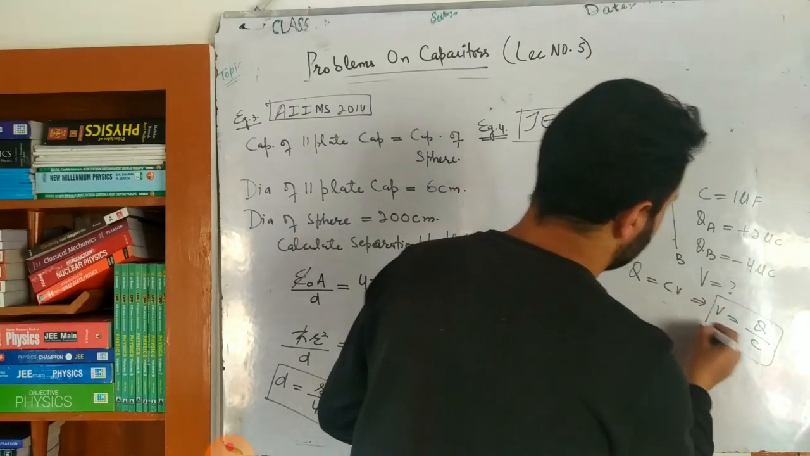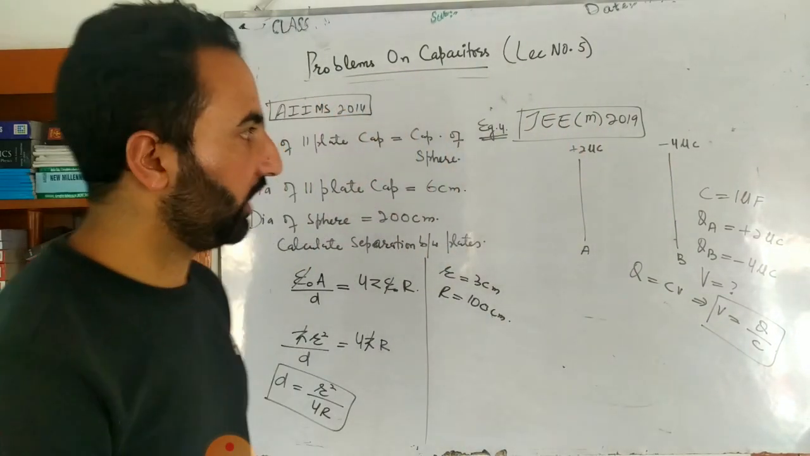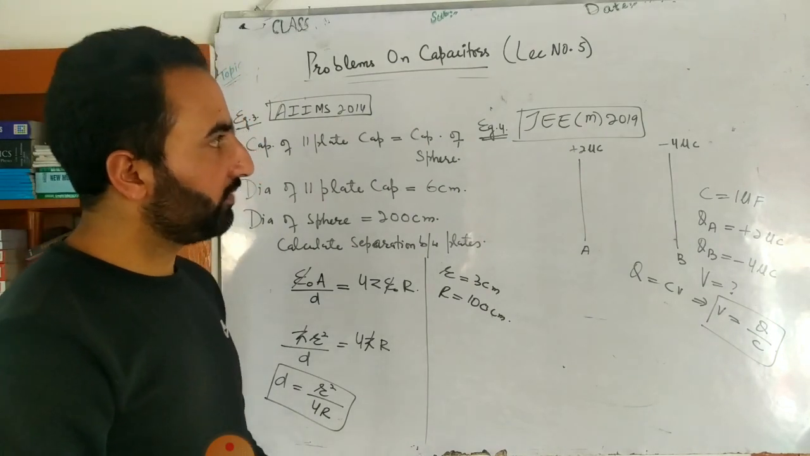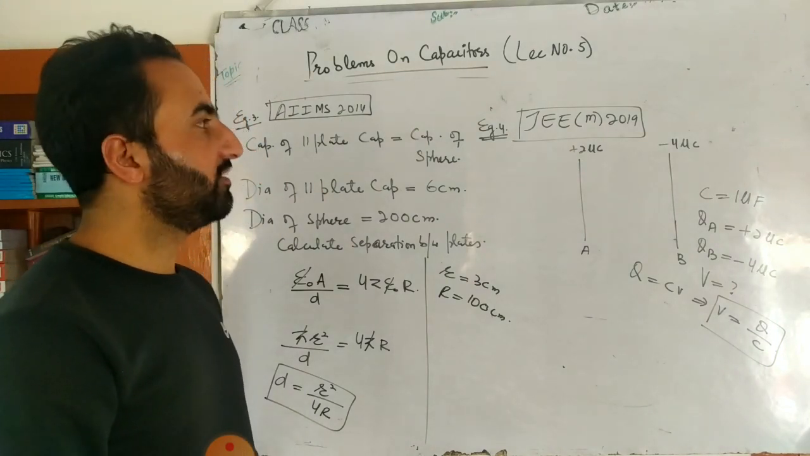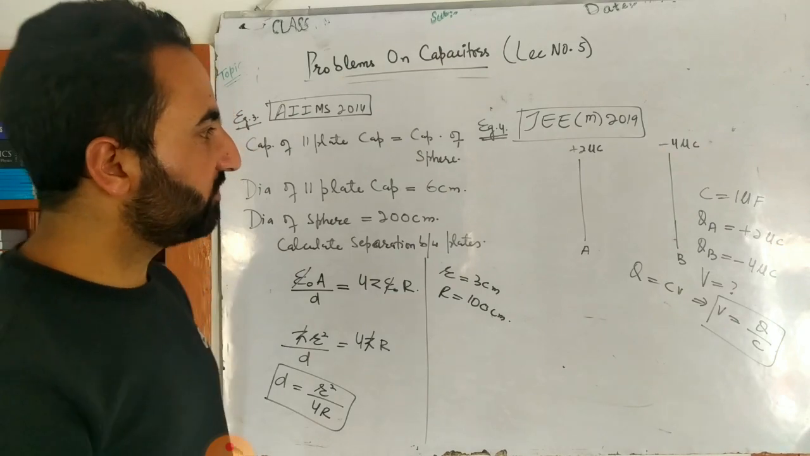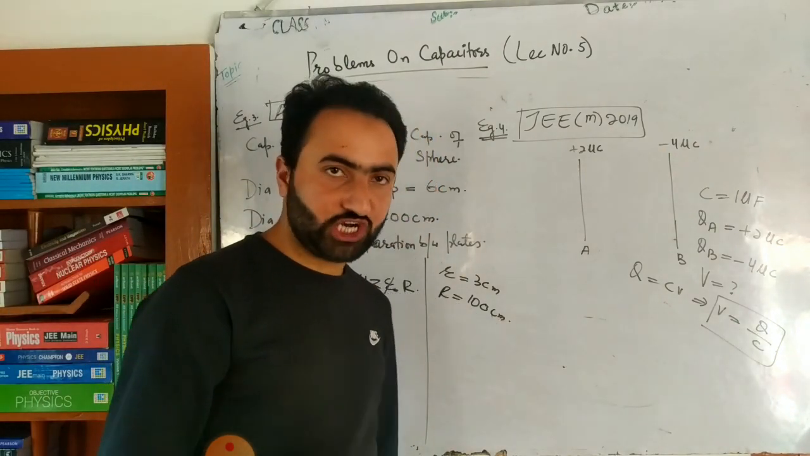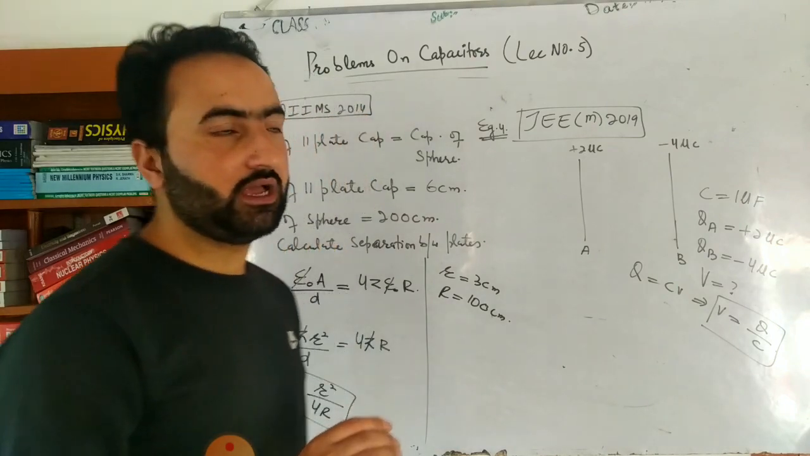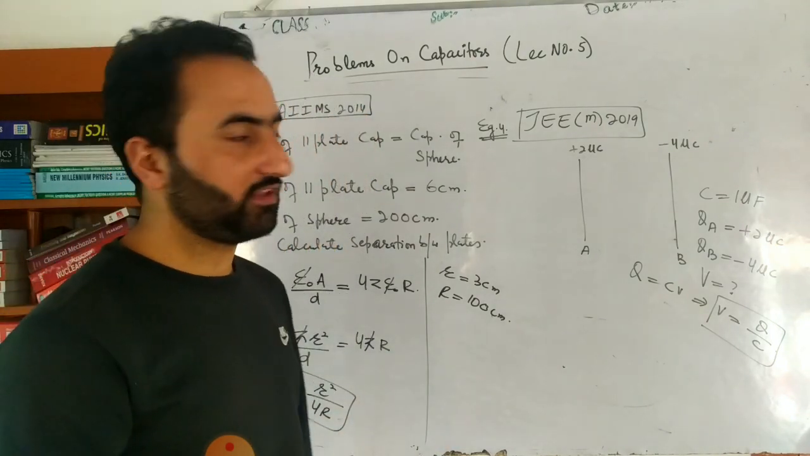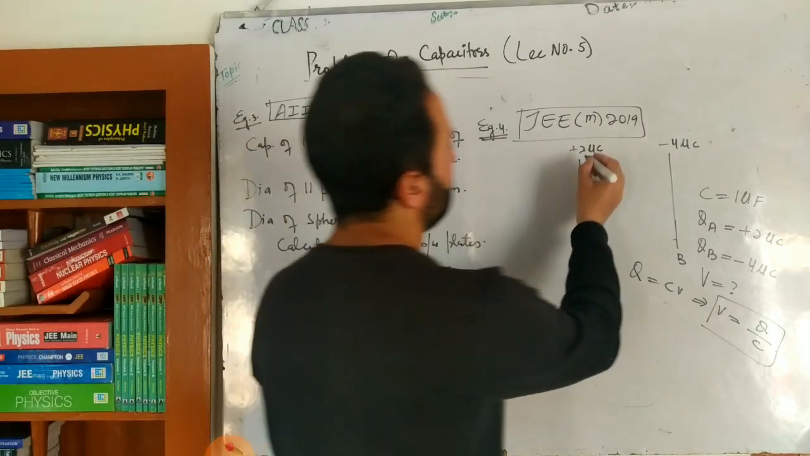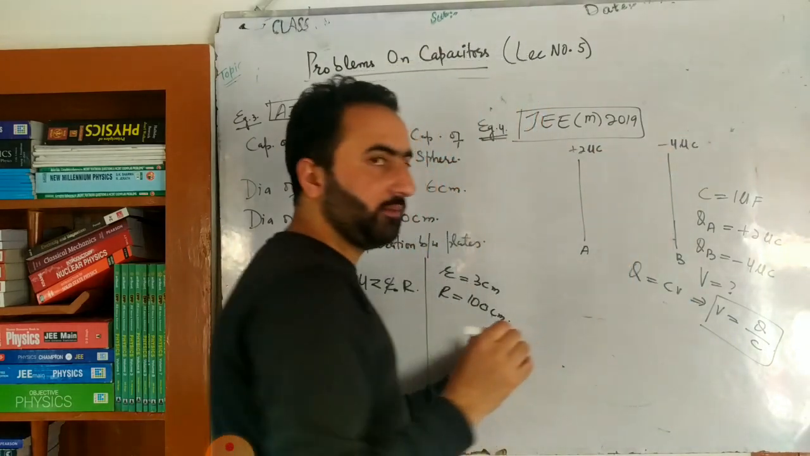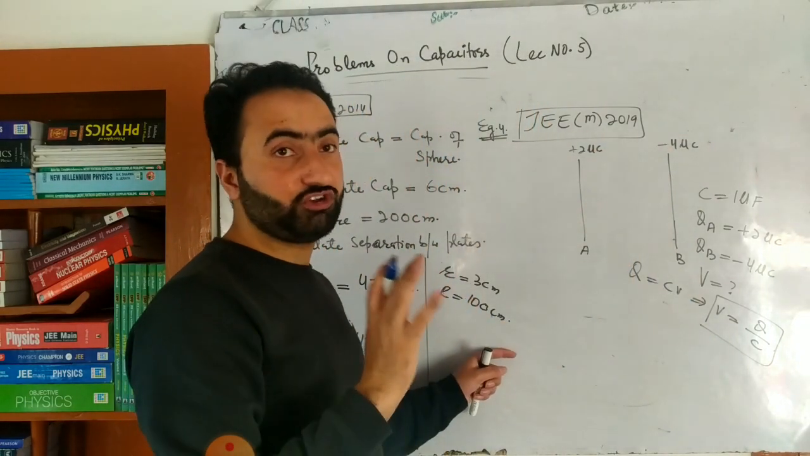Now the question arises here: what should I substitute for Q? Will I substitute 2 microcoulomb, or minus 4 microcoulomb, or something else? First of all I have to calculate this capital Q. It is the charge on the inner surface of the plate of the capacitor. So how much is this charge? Plus 2 microcoulomb minus 4 microcoulomb. We have already done this question in electrostatics.